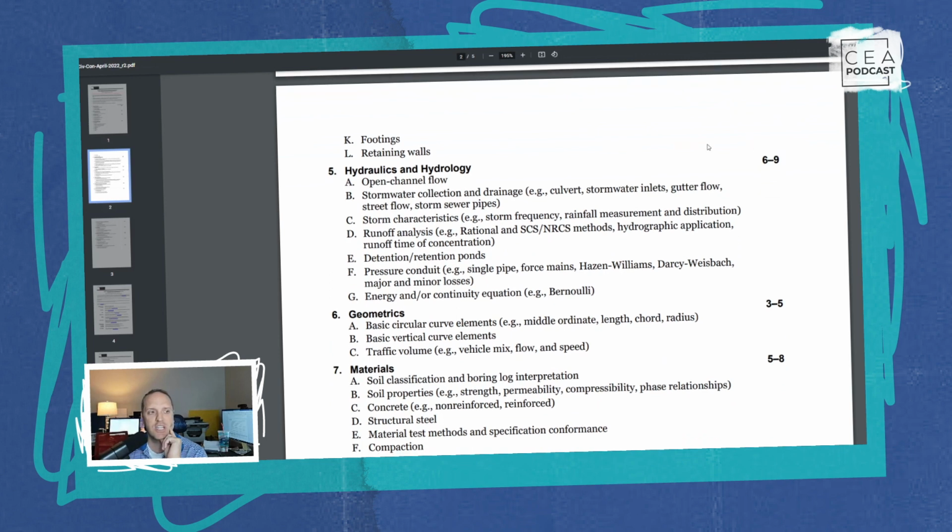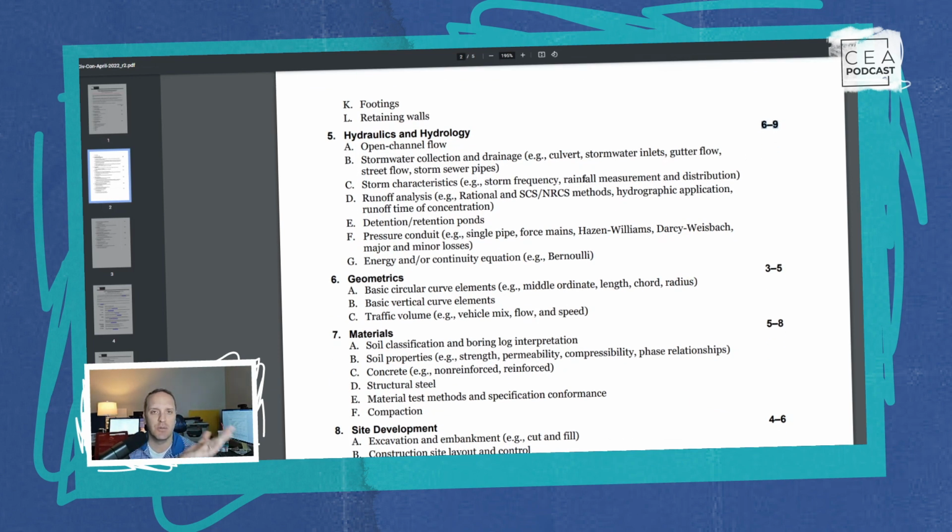A bigger section is the hydraulics. This is section 5, hydraulics and hydrology section, 6 to 9 questions found there. This is one of the bigger ones that you're going to want to study up on. So that includes open channel flow, stormwater collection and drainage, so culverts, inlets, and gutter flow, storm characteristics like storm frequencies, runoff analysis, detention and retention ponds, pressure conduits, as well as the energy equation. So this, again, is a big topic. It's 6 to 9 questions, and one you're definitely going to want to hit.